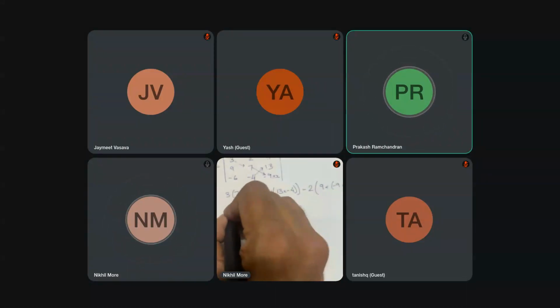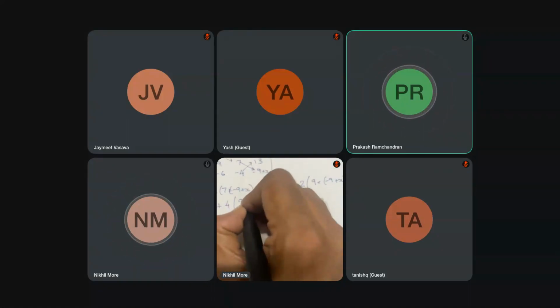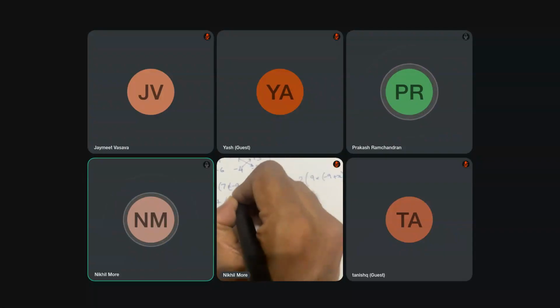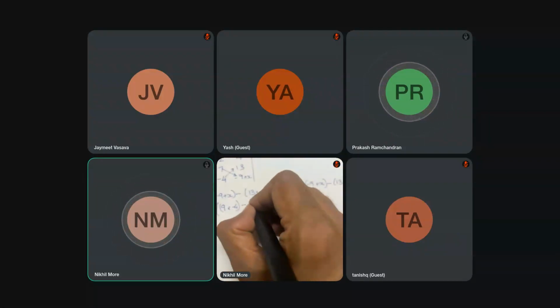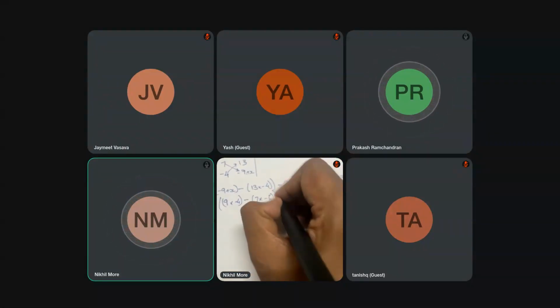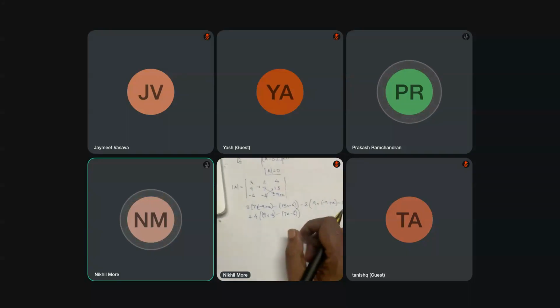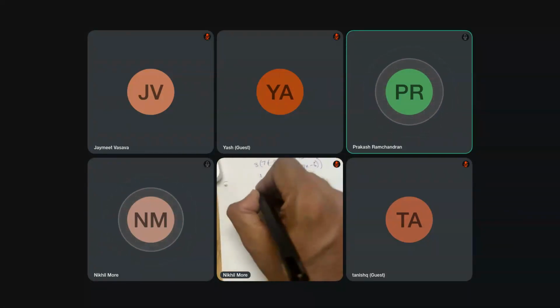And then plus 4 of 9 into minus 4 minus 7 into minus 6. So we need to just solve for this. Just go ahead and solve it and tell what it is.